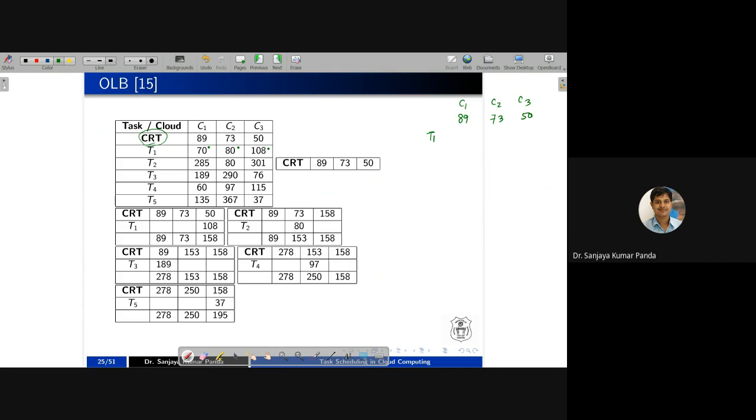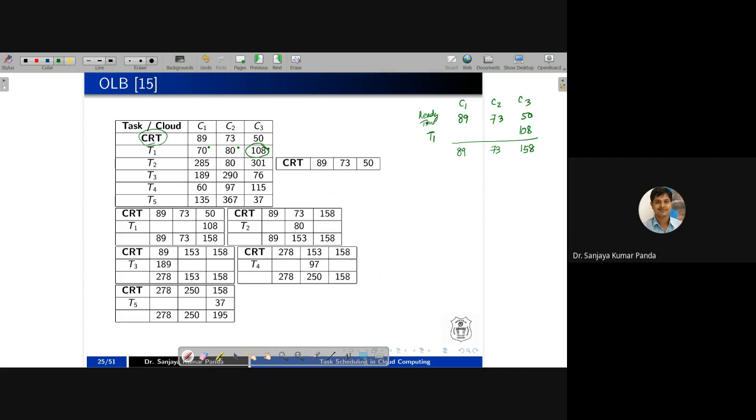If I select a particular cloud for T1, then you have to look into the earliest ready time. This is the ready time, right? So I need to find the earliest ready time. The earliest ready time I found is C3. So T1 is assigned to C3. That is 108. Once you do this, you will get 89, 73, and 158.